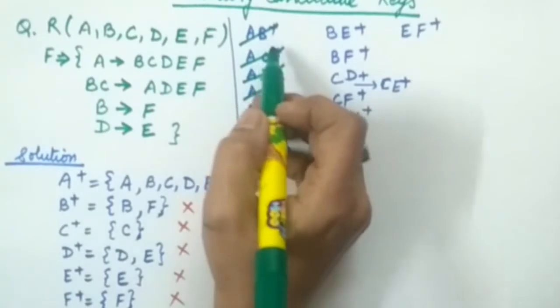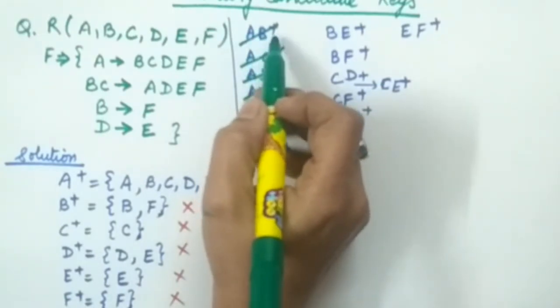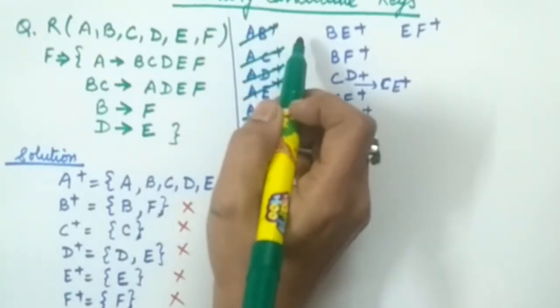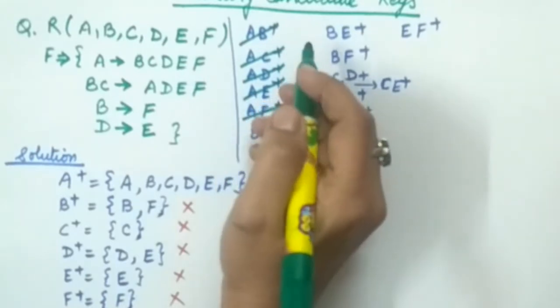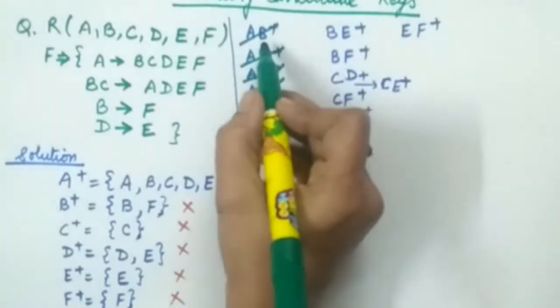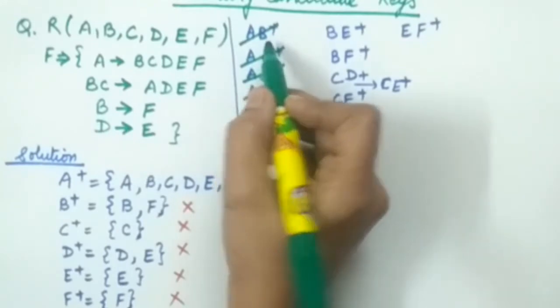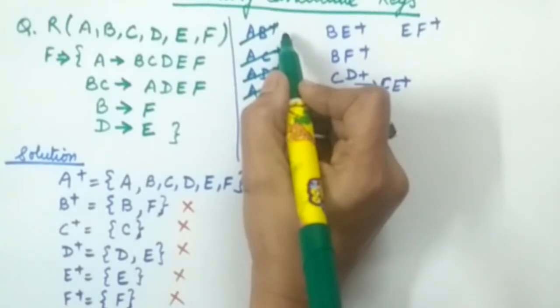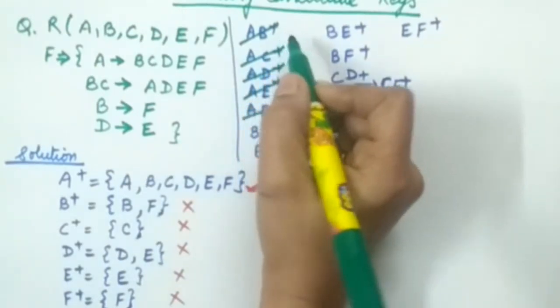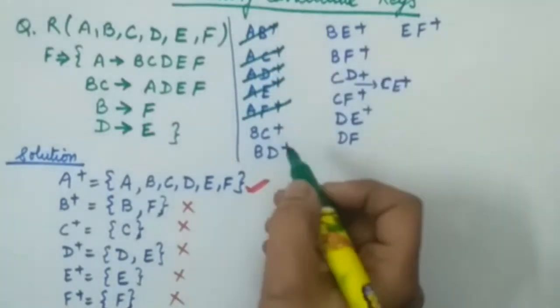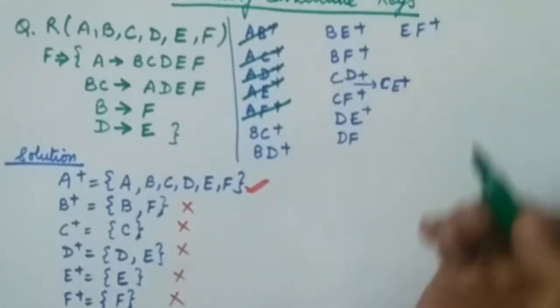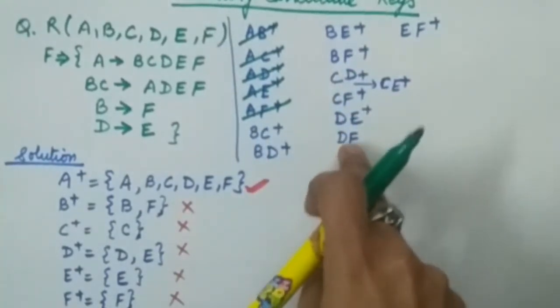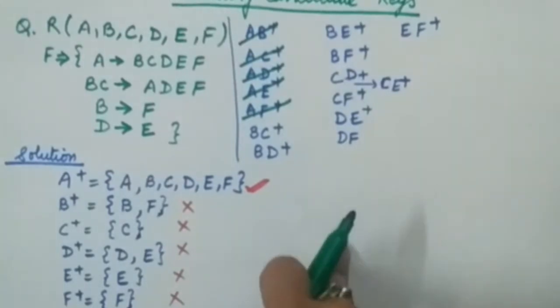There can be two cases. Suppose A, B closure contains all the attributes, then it could be considered a candidate key, but we will not consider it because it will be a super key. To understand why I am not considering this as a candidate key, you can watch my previous video. So AB will be considered as a super key. Now the remaining pairs are these. From these I can remove a few pairs.